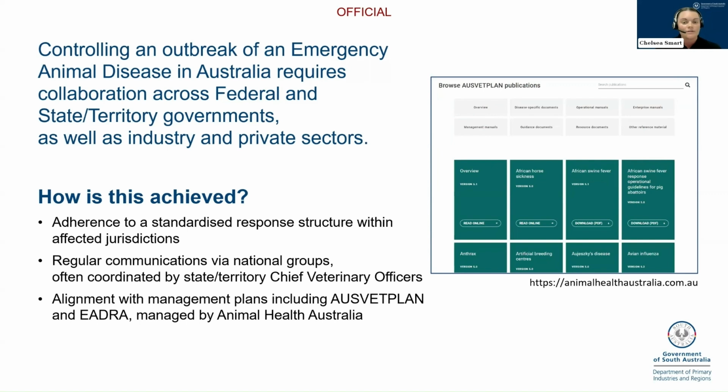So the response activities are most usually aligned to national management plans, such as the Emergency Animal Disease Response Agreement, or EADRA. That discusses cost sharing agreements and arrangements and responsibilities between governments and affected industries, and it does differ between different diseases as well. And also AusVet Plan. AusVet Plan is a series of manuals and supporting documents. It outlays how we approach EAD management in Australia. So these and other resources are freely available online, and they're managed by Animal Health Australia. You can head to the Animal Health Australia website if you're interested in reading further, and the AusVet Plan for avian influenza is available there as well.